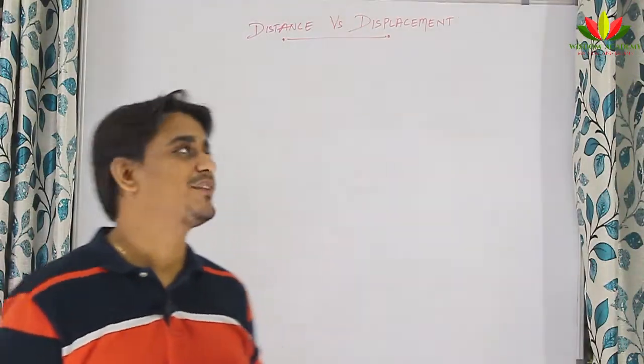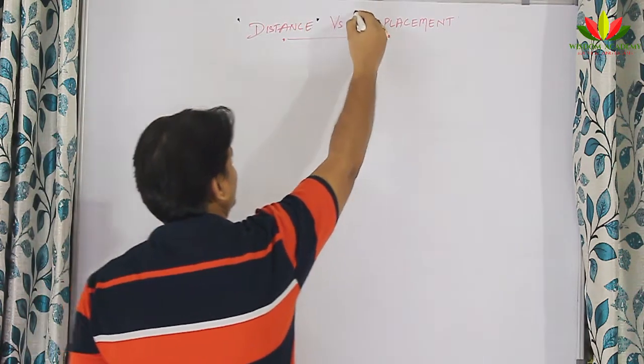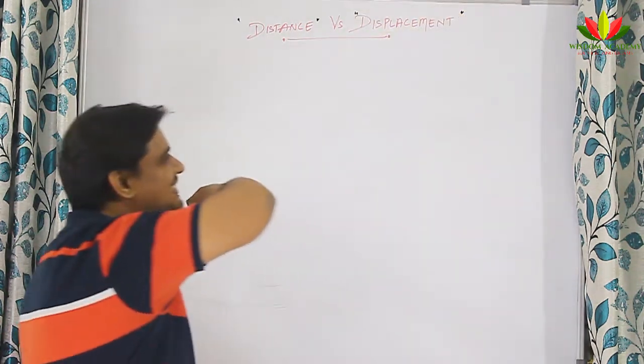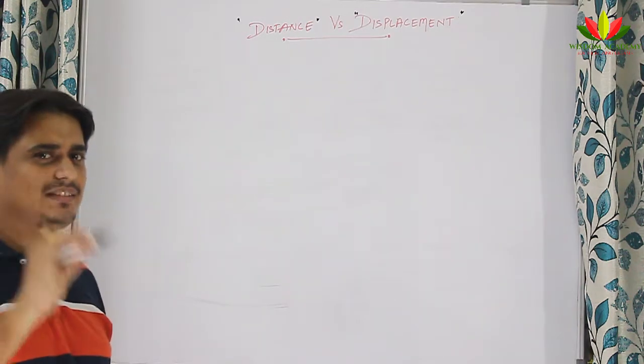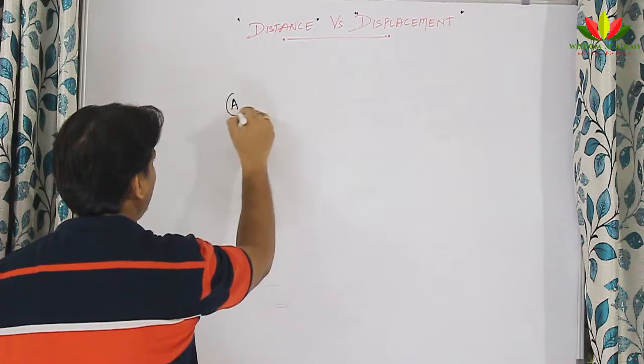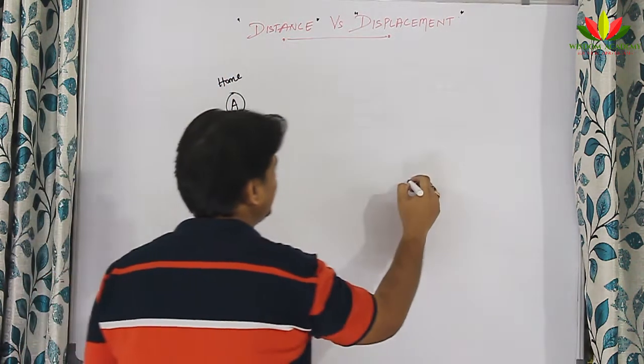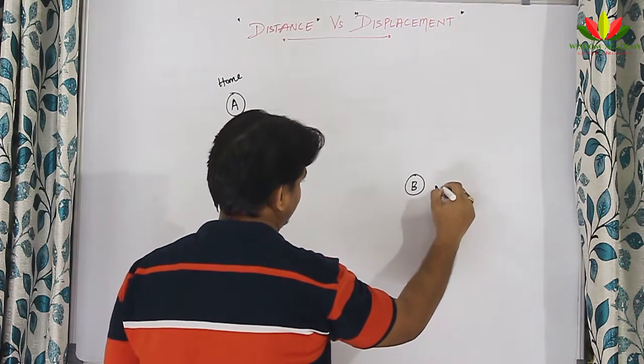Let us learn the difference between distance and displacement. So, what is distance and what is displacement? To learn this, I will just take an example. Suppose there is A, this is your home, and there is place B, this is the market.